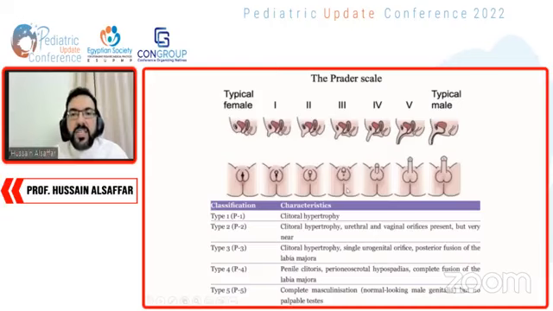There's a consensus that surgical indication is for stage 3 and above.